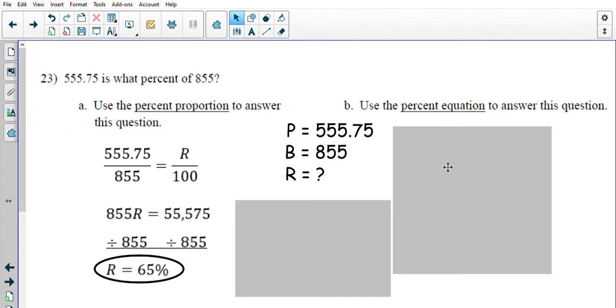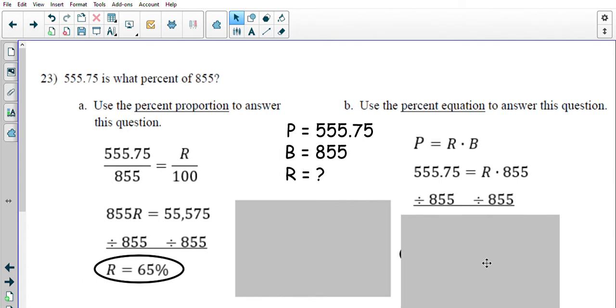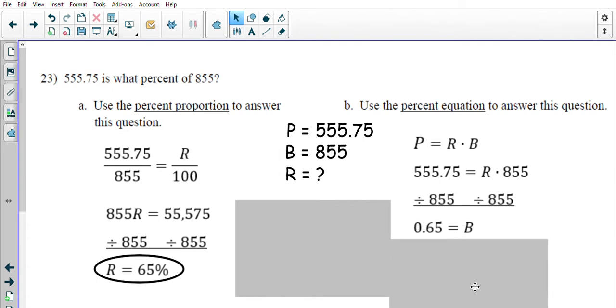Now, if you're using the percent equation, remember that's P equals R times B. So that will be 555.75 equals R times 855. Divide by 855 where you get 0.65. Don't forget to write it as a percent.